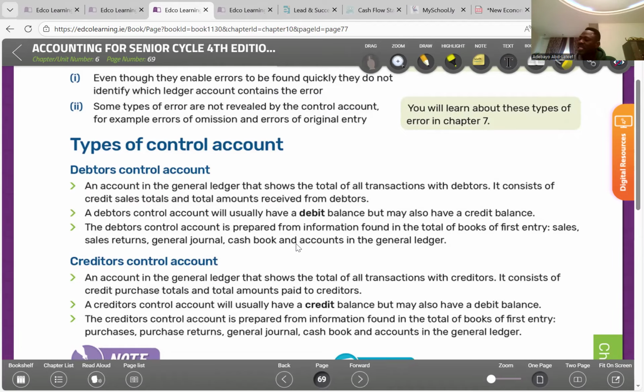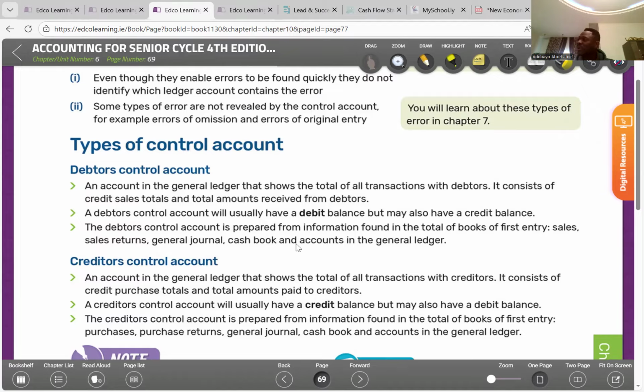Then the third one: the debtors control account is prepared from information found in the total books of the first entry. We have the sales ledger control, or the sales control, or the sales account, the sales returns, the general journal, the cash book. These are accounts that we put together to extract information that we need for the debtors control account. Is debtors control account clear?